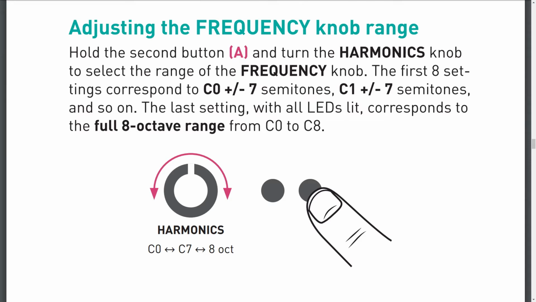Adjusting the frequency knob range. Hold the second button, A, and turn the harmonics knob to select the range of the frequency knob. The first 8 settings correspond to C0 ±7 semitones, C1 ±7 semitones, and so on. The last setting with all the LEDs lit corresponds to the full 8-octave range from C0 to C8.